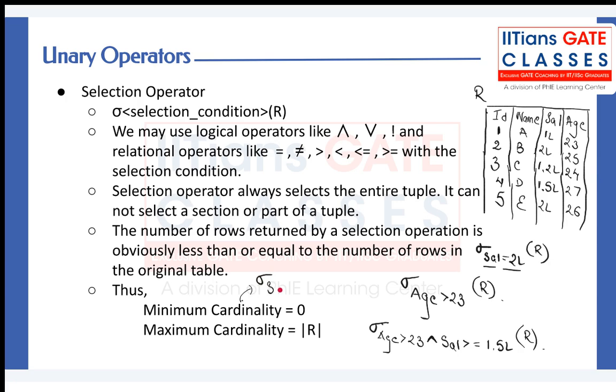Sigma salary greater than 2 lakh of R. And the maximum cardinality that you can get is the number of rows present in the original relation R. Can you give me an example of a query where you will get the maximum cardinality? Any example query where you get the maximum cardinality?